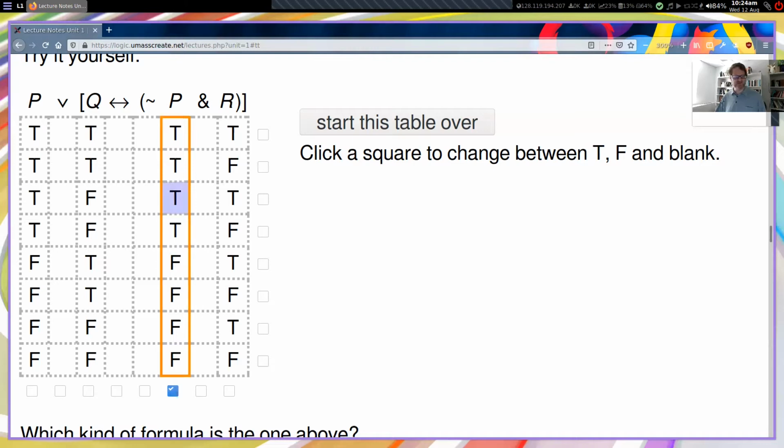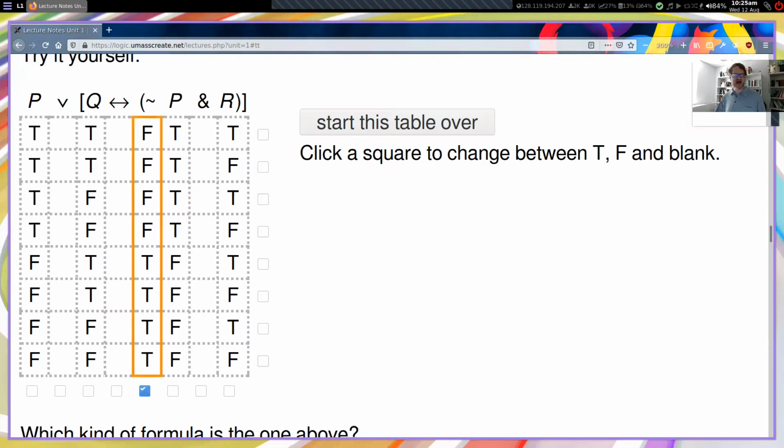You can highlight the columns by clicking these boxes down here. So the opposite of this column would look like this. We had true, true, true, true. Now it's going to be false, false, false, false, true, true, true, true. Now I'm going to use that column along with this column for R to get not P and R. I'm going to write the not P and R underneath the ampersand for the and. That joins together the not P and the R.